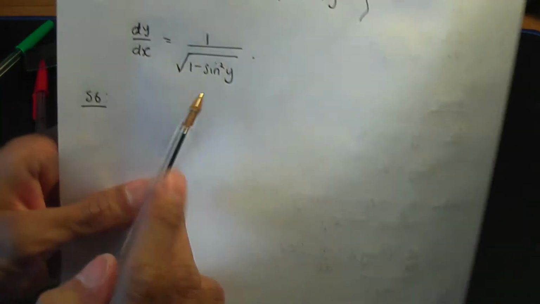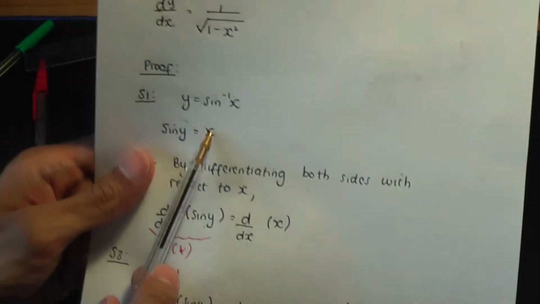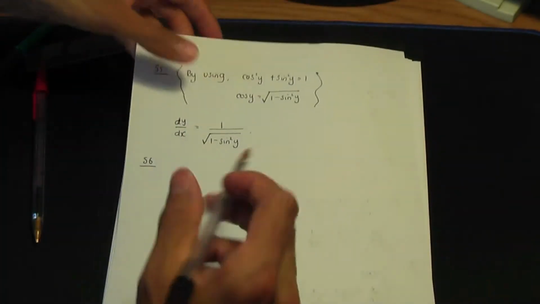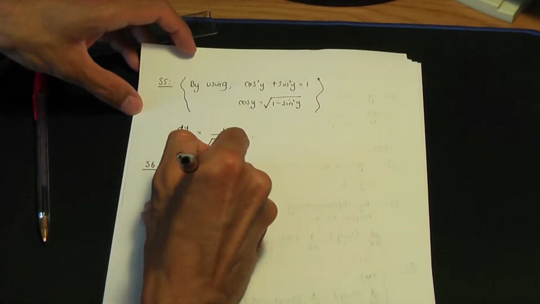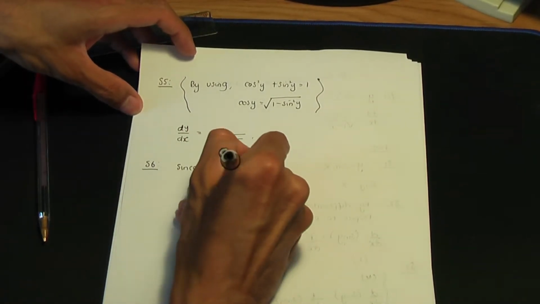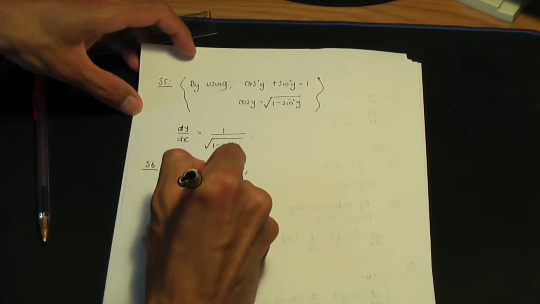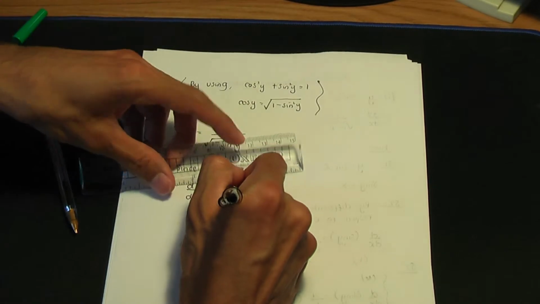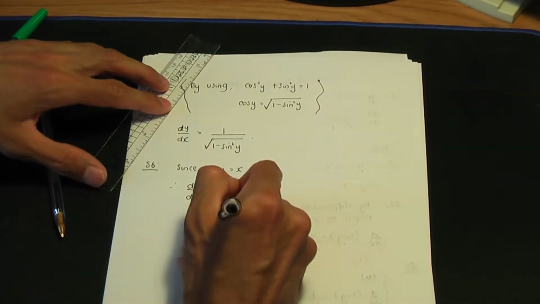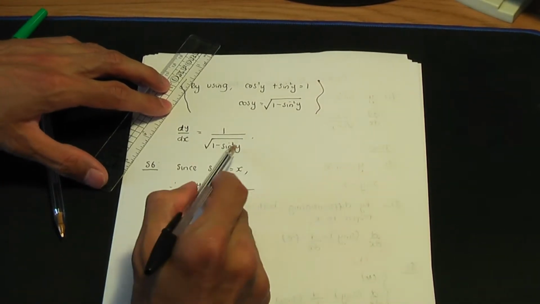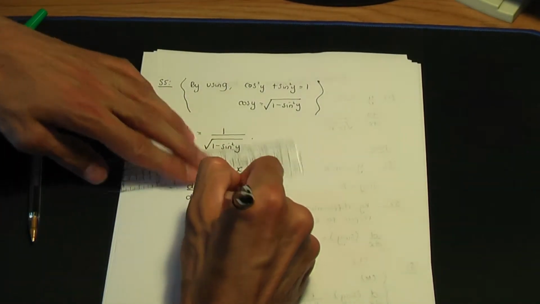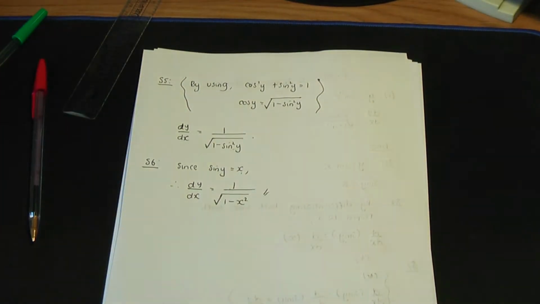So now from here on, we can replace all of the sine y terms by x's in order to conclude the proof. In step 6, since sine y is x, dy over dx is indeed 1 divided by the root of 1 minus, and since sine y is x, sine squared y is x squared. And that concludes the proof.